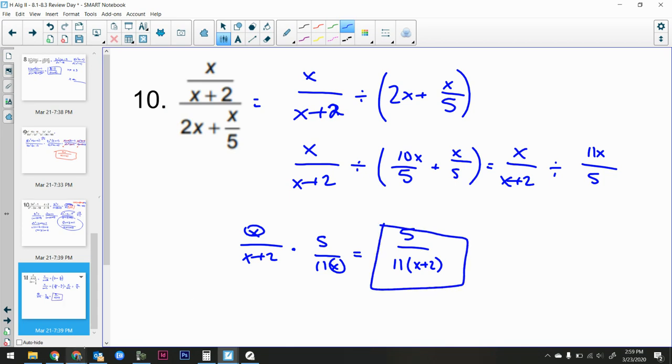Okay, so I hope this gave you some good practice problems to do. Again, the more practice problems you do with these sections, the better.